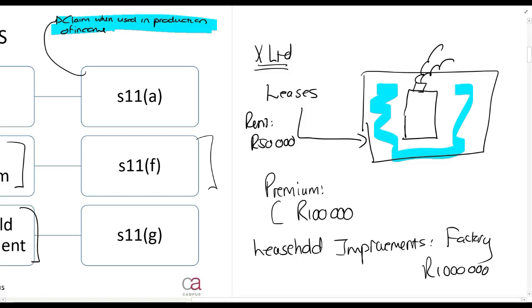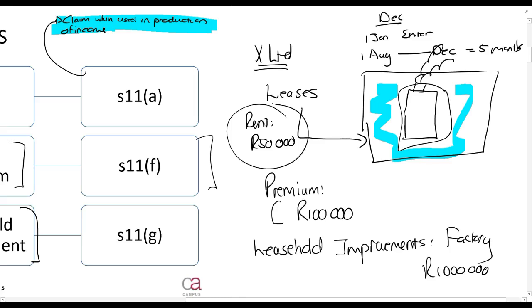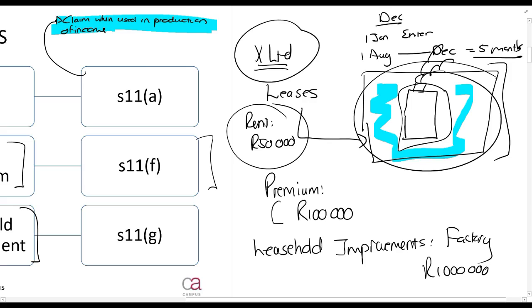If so, for example, let's say you've got a December year end, and you leased this on the 1st of Jan, you entered into the agreement, you built this factory, and the factory was completed on the 1st of August. So August, September, October, November, December you used it. So August to December is 5 months. Then you can only claim the rent for 5 months because you only used it in the production of income for 5 months. So you'll have to read the question carefully. Sometimes they'll tell you that X Limited is leasing this piece of land with a factory on it, right? So then it means you're already claiming it, but they still need to build things. That's fine as long as you are using it at the time when you are claiming it, or for the period that you are claiming it.